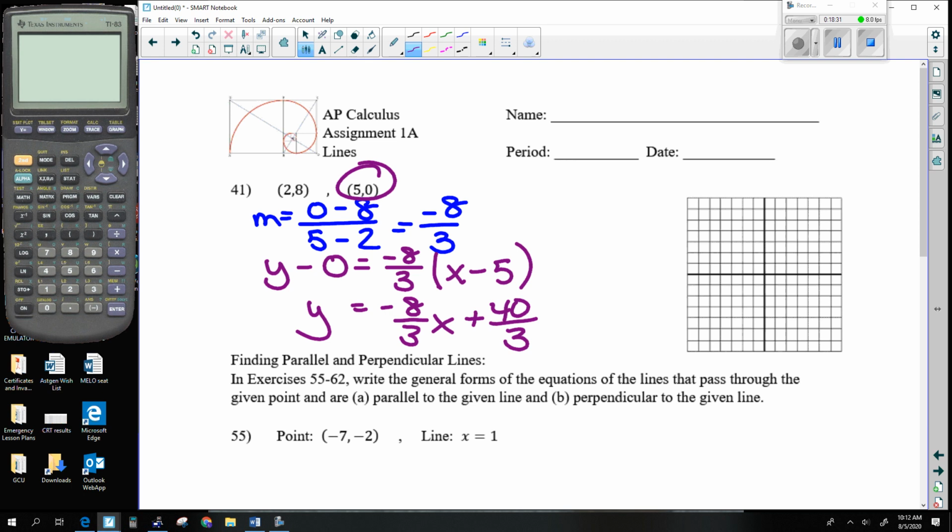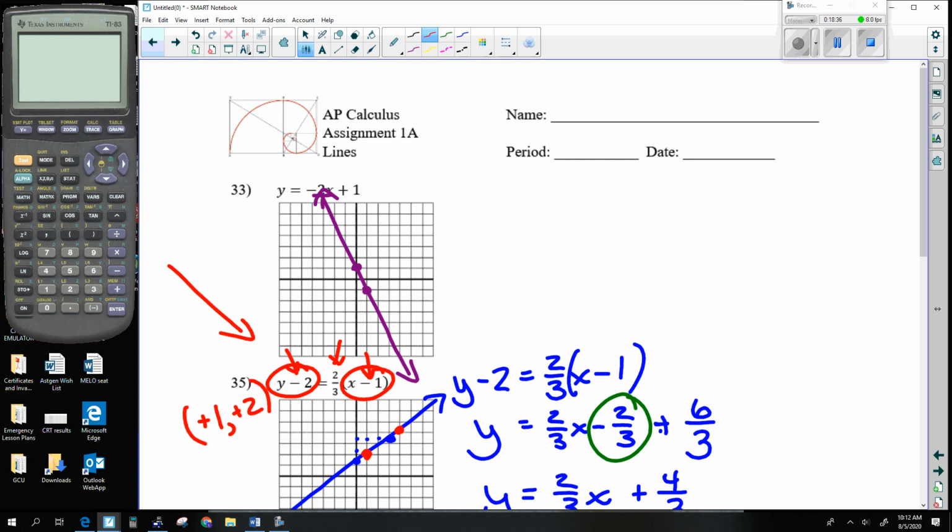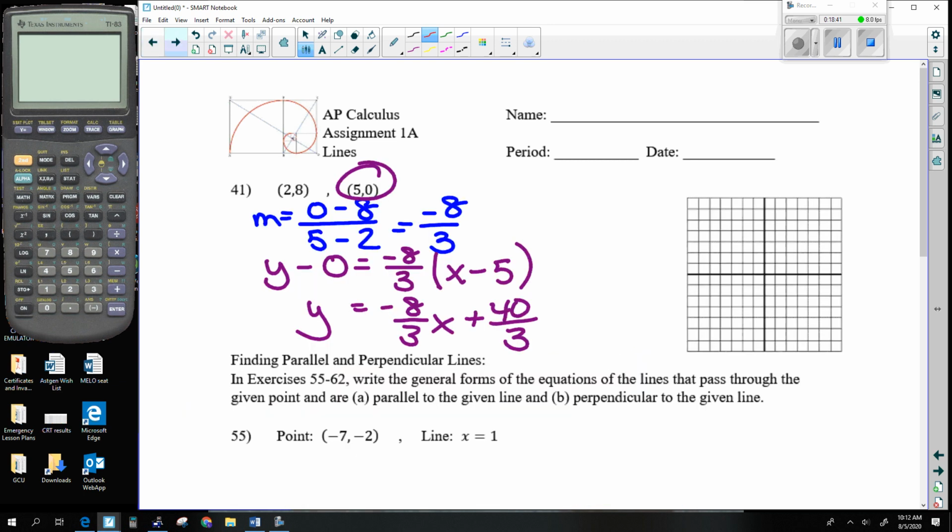So what I'm going to do is use this method of thinking when I graph this. So think of this point slope form that I have written right here. I see that the x-coordinate is positive 5. The y-coordinate is 0. And I have a slope of -8/3. Okay, slope of -8/3. So 5, 0: 1, 2, 3, 4, 5, 0.